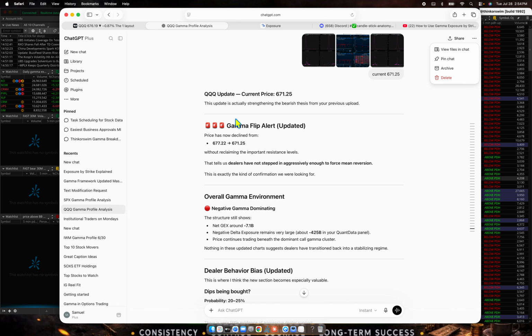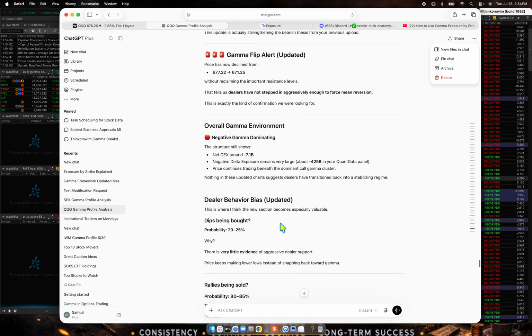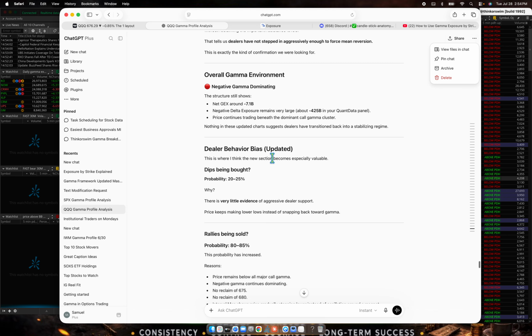Okay, price has now declined from 677 to 671.25 without reclaiming the important resistance levels. This tells us dealers have not stepped in aggressively enough to force mean reversion. This is exactly the kind of confirmation we're looking for. All right, overall gamma environment, negative gamma dominating. Structure still shows net GEX around negative 7.1 billion. Okay, dealer behavior bias updated.